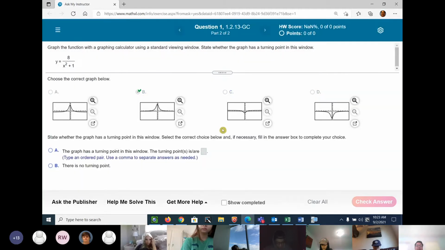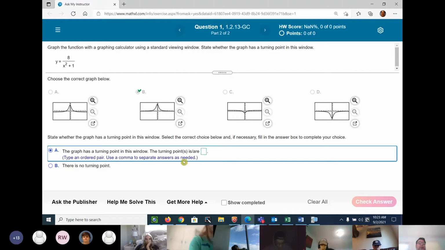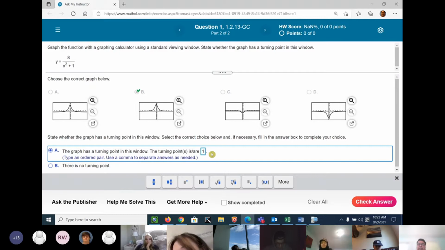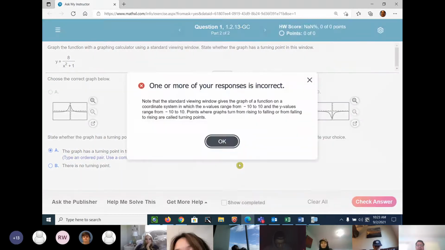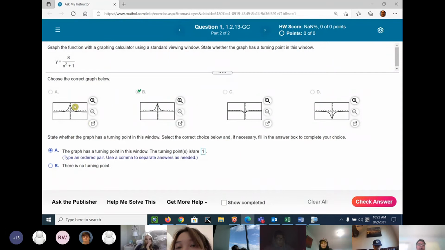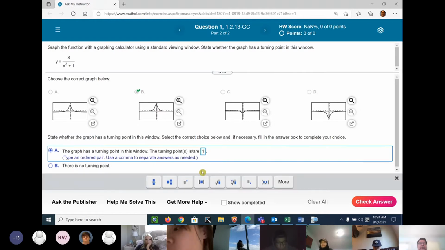And you feel good about yourself. Question. It says the graph has a turning point. Let me go ahead and show you that right quick. It has one turning point right here. I guess 0 and whatever the coordinate is. I think 0, 8.